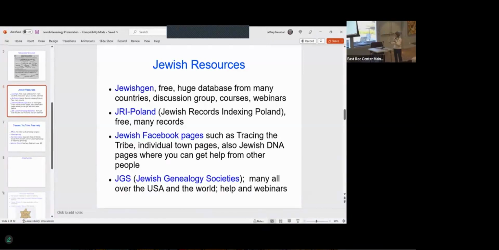So, JewishGen, I wrote down some things just recently. I just got on there this morning and I was shocked, because I hadn't been on it for a while. It's completely redesigned. It's terrific. And they added a huge amount of information. So I'm going to have to go on there and look at so many different new pieces of information that they put on there. It's fantastic, and it's very easy to get around.